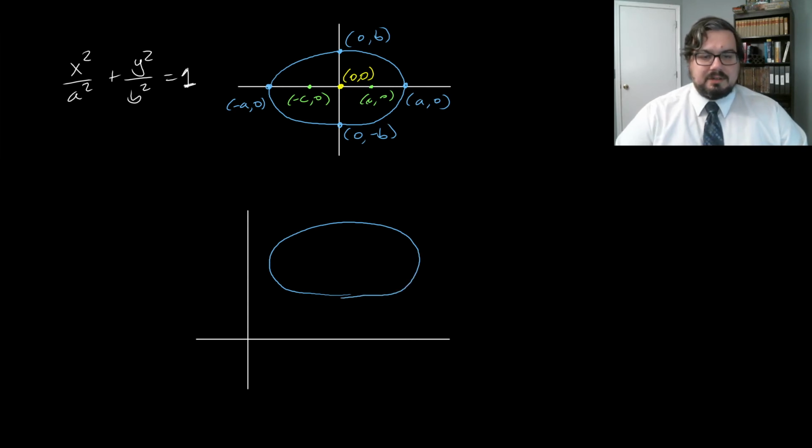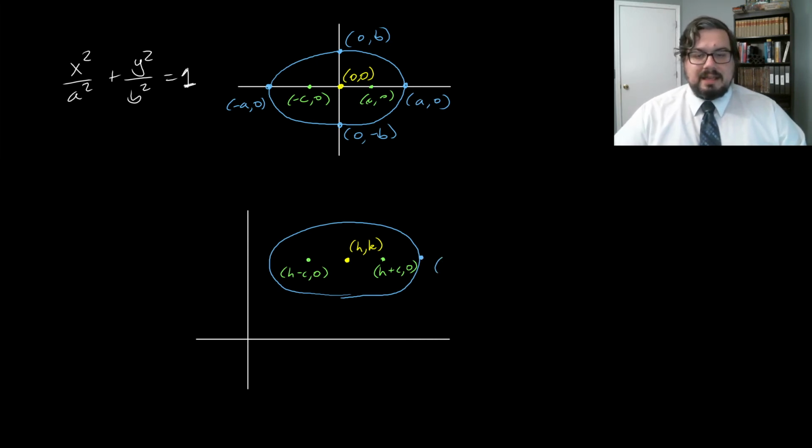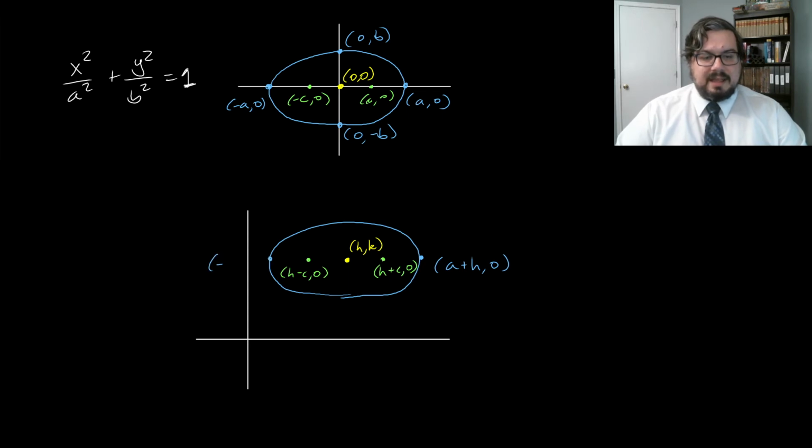So that the center is now at the point h comma k. Let's see what we would get. First of all, we can see that the foci would shift, and we'd get the numbers h plus c comma 0 and h minus c comma 0 as the foci of the new ellipse. Instead of a comma 0, it would be a plus h comma 0, and negative a plus h, I'm sorry, not comma 0, but comma k, importantly.